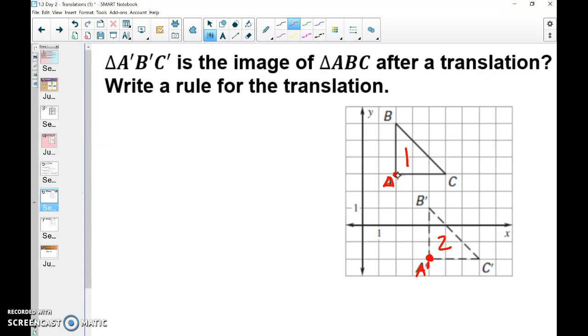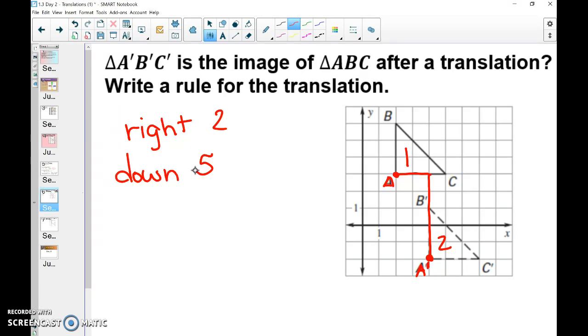Well, how did A get from here to down here? Let's start with left or right. Did it move to the right or to the left? To get to A prime, I have to start going this way, which is right 2. And then it had to go down 1, 2, 3, 4, 5, down 5 units.